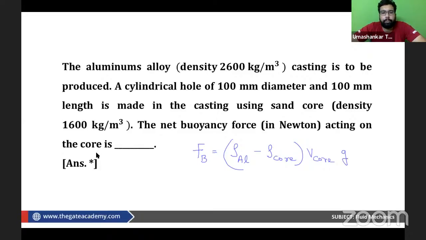So this is the standard way, right? Density of aluminium minus density of core, times volume of core, times gravity. Simply we can place the values here. Density of aluminium is 2600, density of the core is 1600, volume of the core is pi by 4 times diameter squared, 0.1 squared, times length 0.1, because volume is area into length, and g is 9.81. When we solve this equation, we get 7.7 Newton.